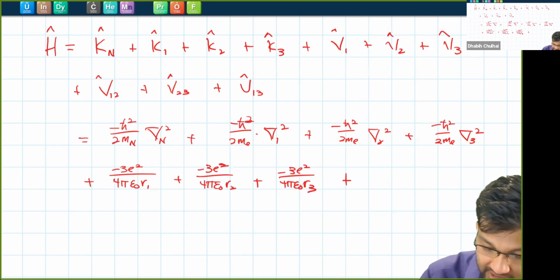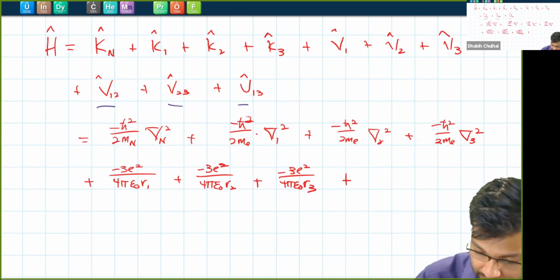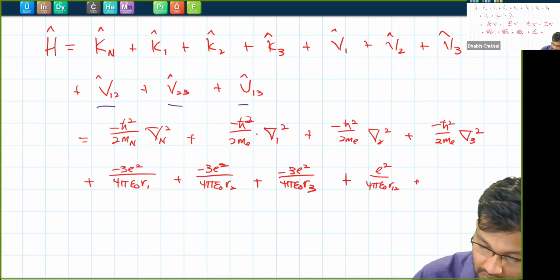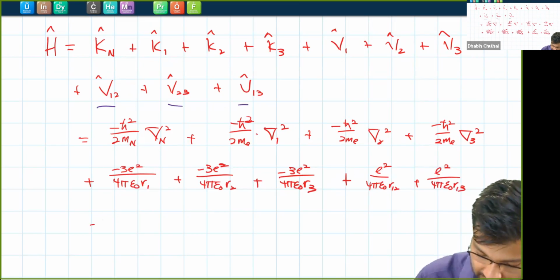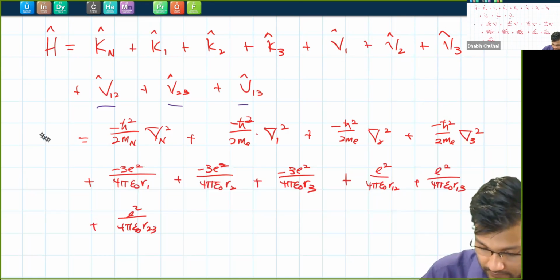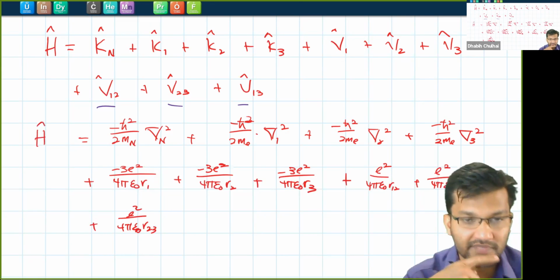Now we need the potentials between each of the electrons. So it'll be E squared over 4 pi epsilon naught R12, 4 pi epsilon naught R13, and then E squared over 4 pi epsilon naught R23. So those are all the terms in the Hamiltonian.